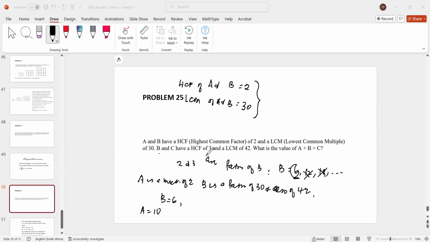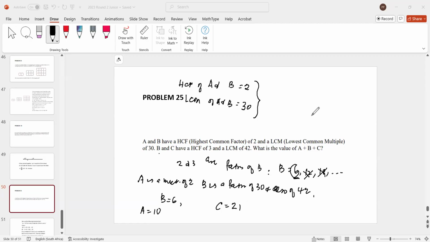Because 30 is a multiple of A. So if you can see that A and B, the LCM of these two is 30, and the HCF is 2. All right. And likewise, here you'll see that C is equal to 21.